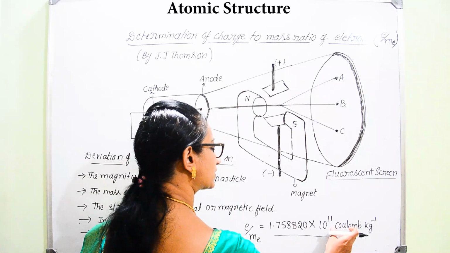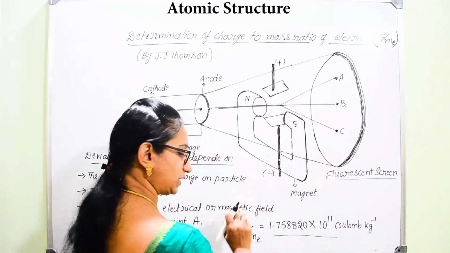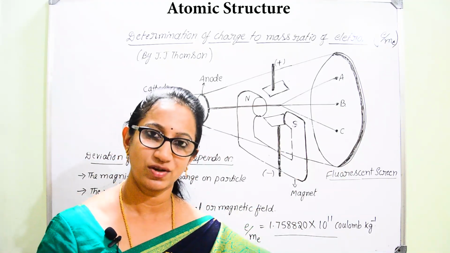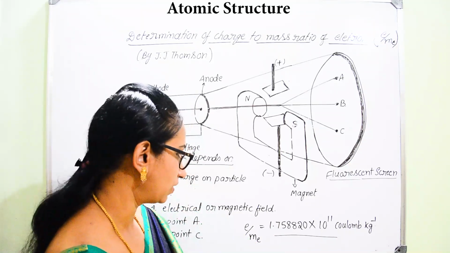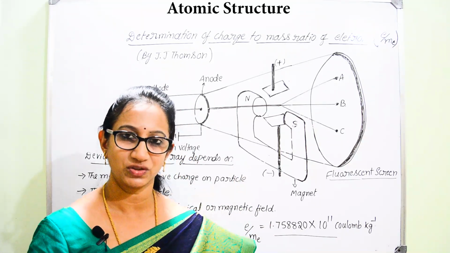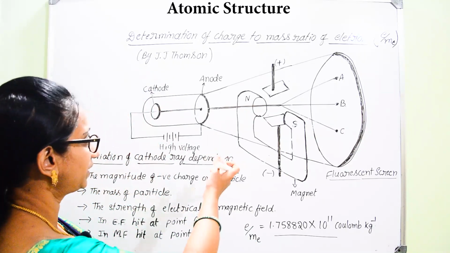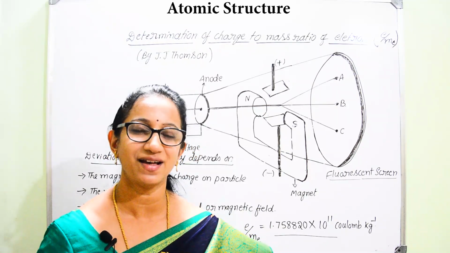These many coulombs will be having that charge for what mass? For 1 kg mass of electrons. That is how J.J. Thomson was able to give that exact value for charge to mass ratio of electron. Got it? So that is regarding this experiment, that is determination of the charge to mass ratio of electron, that was done by J.J. Thomson.